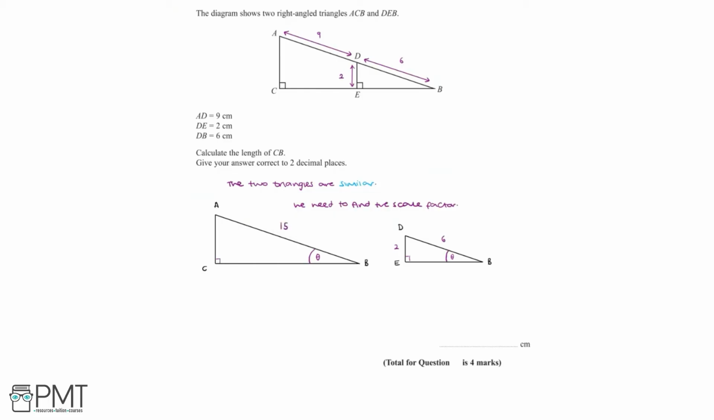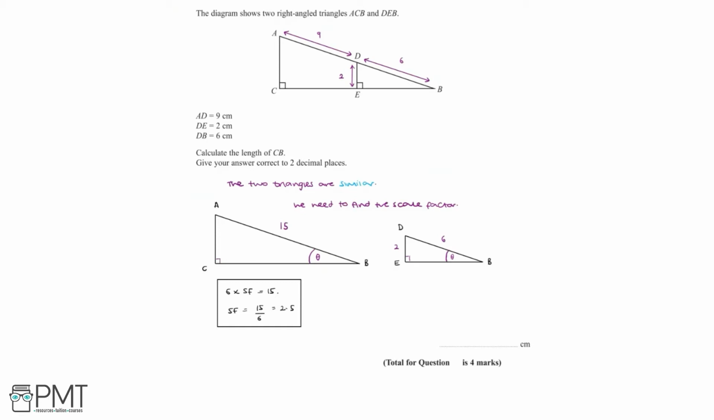Now we have the length of a side on triangle DBE, and we have the length of the same side on triangle ABC. Let's use this to find the scale factor. We can say that 6 multiplied by the scale factor is equal to 15. And dividing both sides by 6, we can say that the scale factor is equal to 15 divided by 6, which is equal to 2.5. Now we've found a scale factor of 2.5.